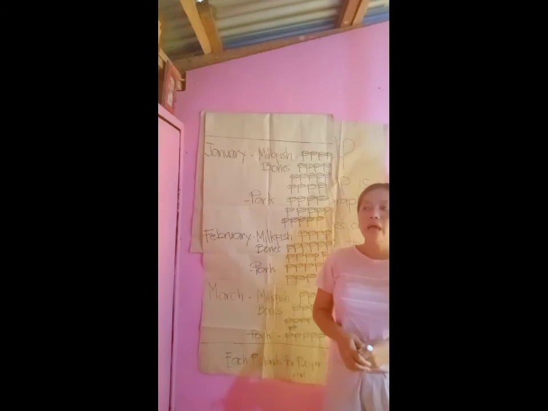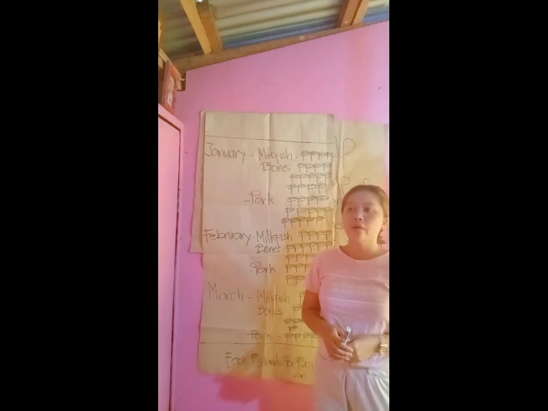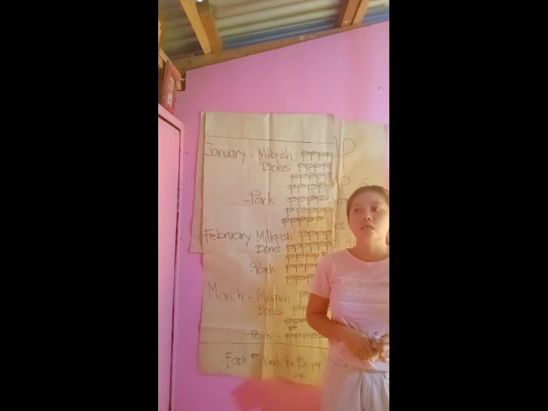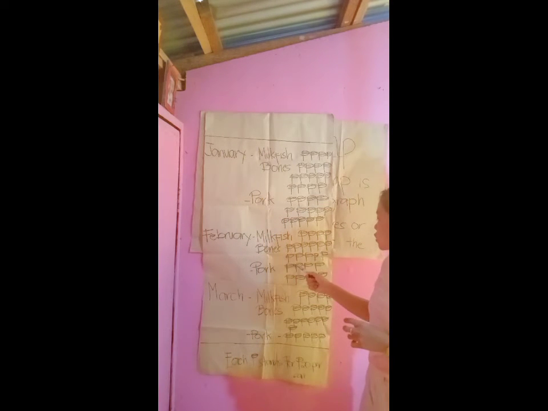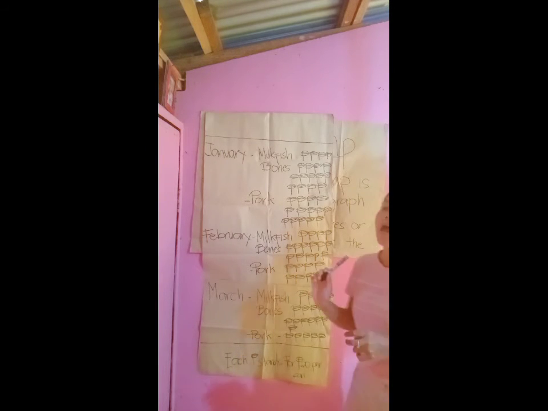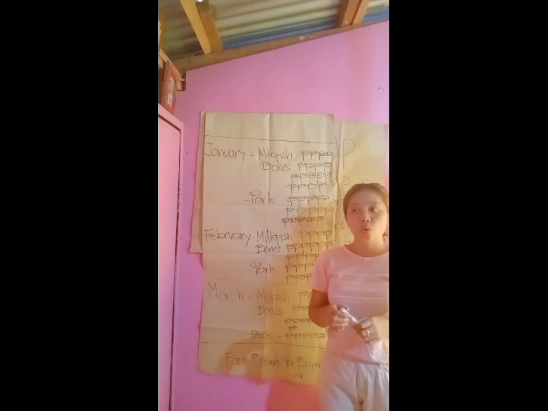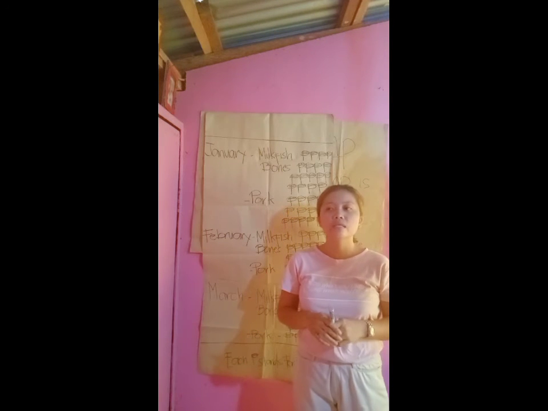And the pork sales in February is 160 pesos. So I count the peso signs. 1, 2, 3, 4, 5, 6, 7, 8. 8 peso signs times 20 equals 160 pesos.